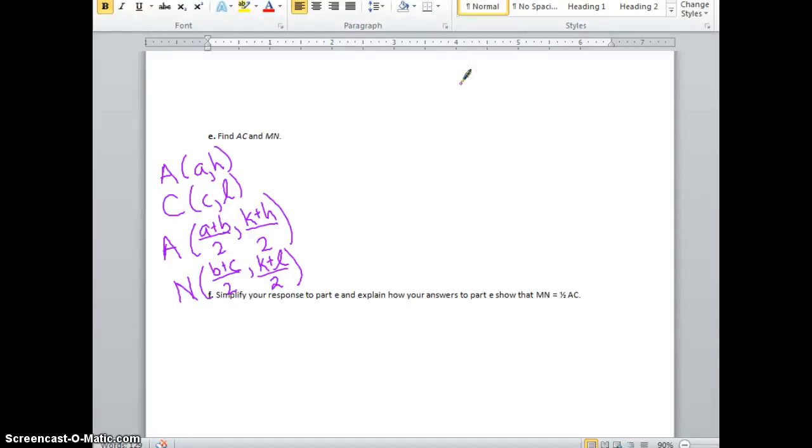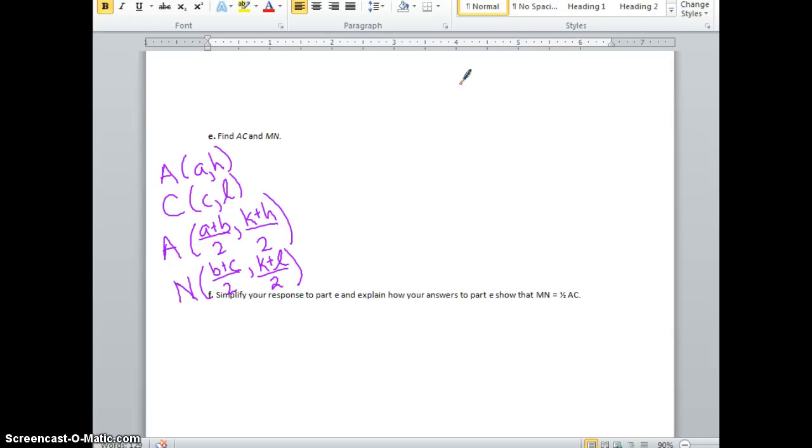Mid-segments video, part 2. So now we're ready to answer parts E and F on your worksheet of proving the triangle mid-segment. So far on this worksheet, we proved that the mid-segment and the third side are parallel because we found that their slopes are the same. So now we're going to want to prove that the length of side MN is half the length of side AC.